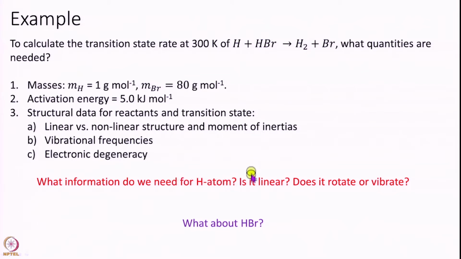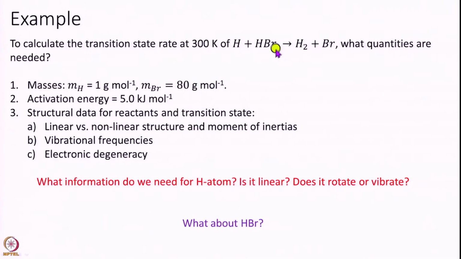The first question I am really trying to ask is, let us say somebody has given you this reaction, an experimentalist has done this reaction and you are supposed to find the rate constant. So, you have to go to your lab and first accumulate all the data. The question is, what data do you need to find? So, for the hydrogen atom, what data will you accumulate? Mass we know. Is there any other information you need for the hydrogen atom? Take a moment and think about it. Pause the video if you want and think about this question.